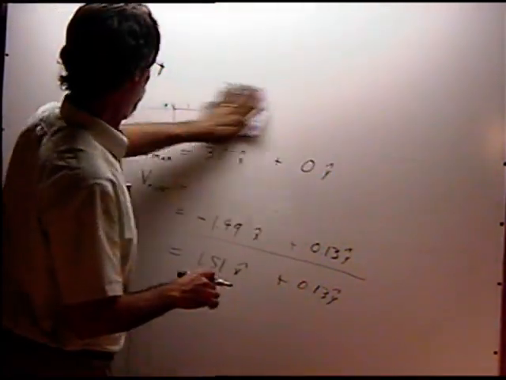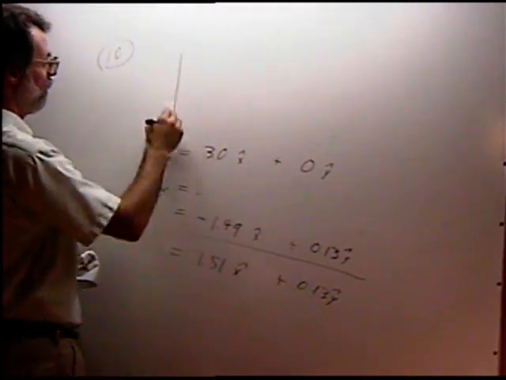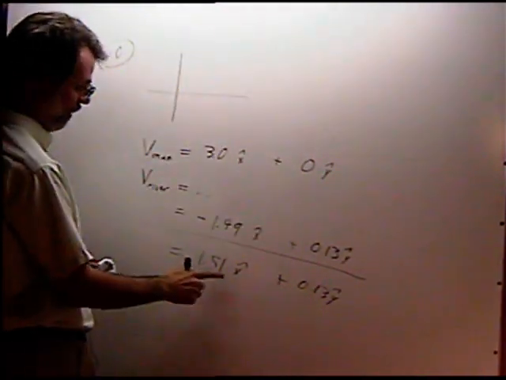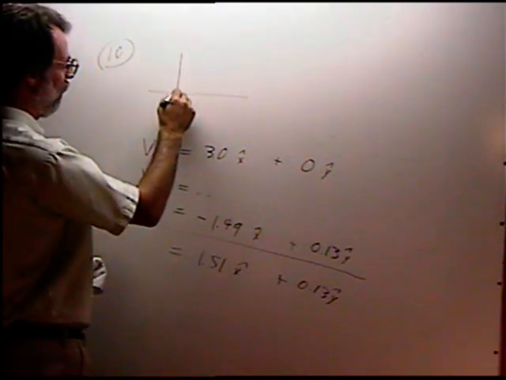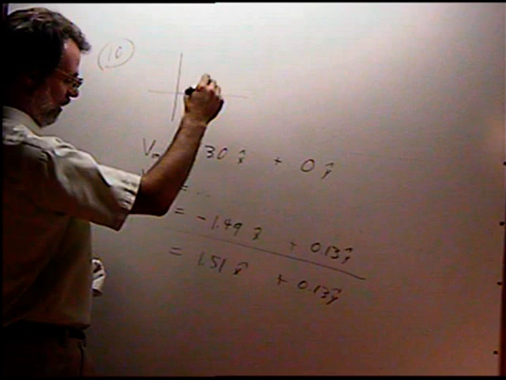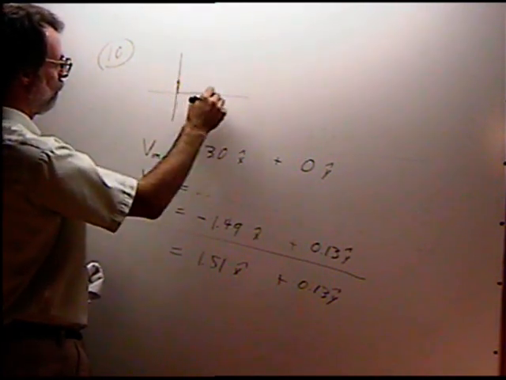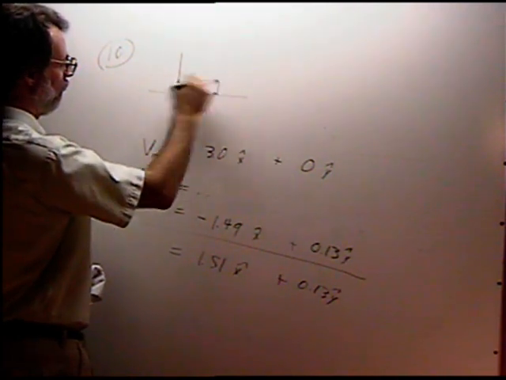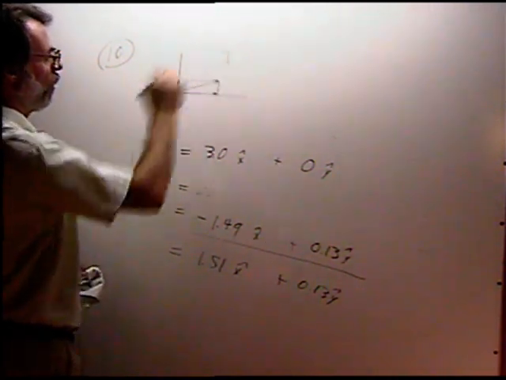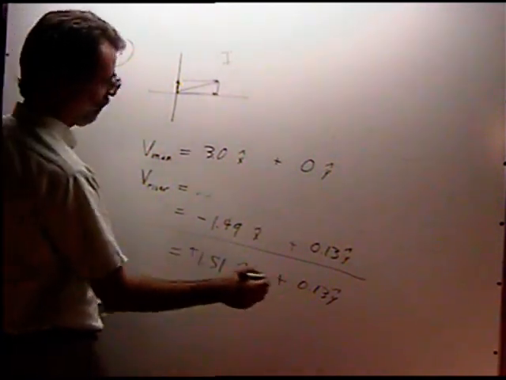Okay, so if I draw this from a quadrant point of view, I have an x component and a y component. I'm definitely in the first quadrant. We have a plus x component and a plus y component.